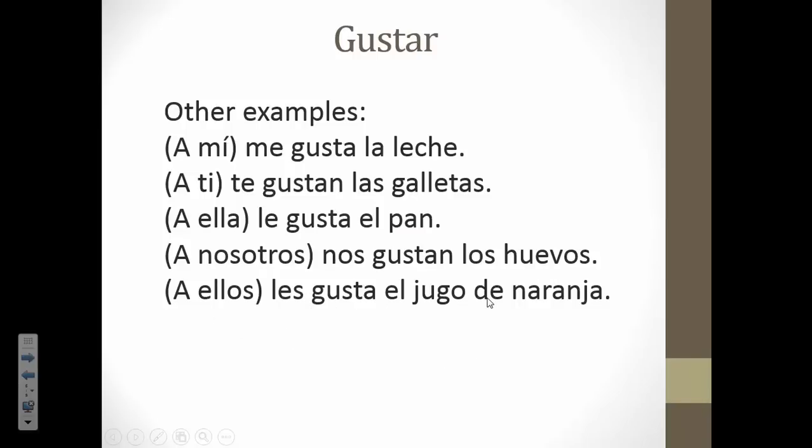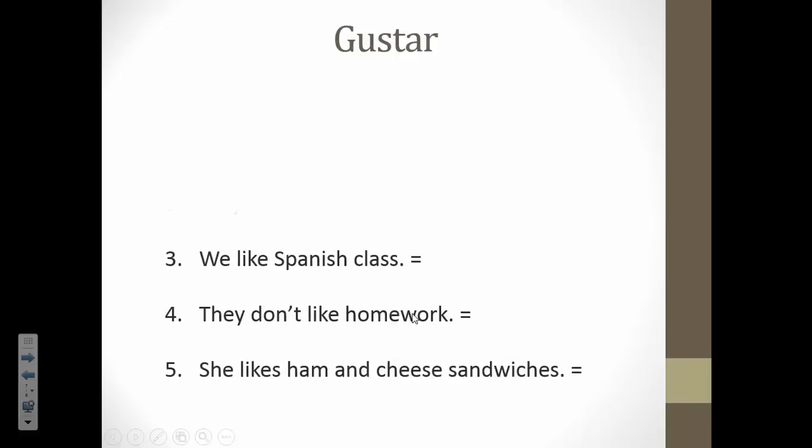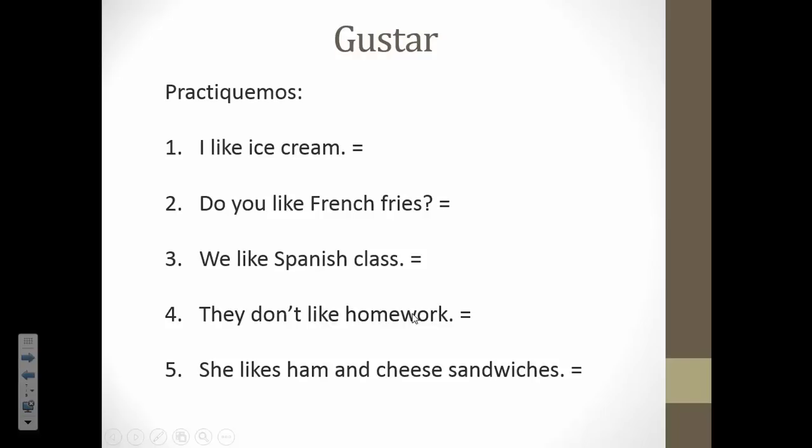And the last one, a ellos les gusta el jugo de naranja. They like orange juice. So, orange juice is singular, therefore gusta, and jugo is masculine, therefore el jugo. Okay? Let's do a little bit more practice. Practiquemos. Okay? See if you can come up with the answers in your head.